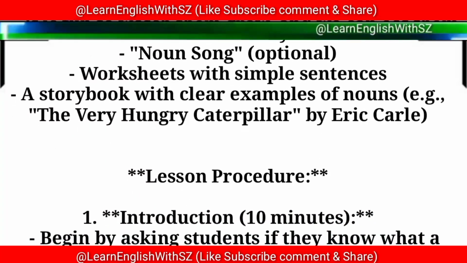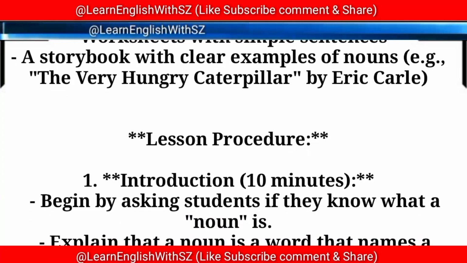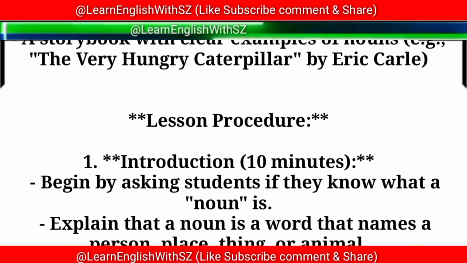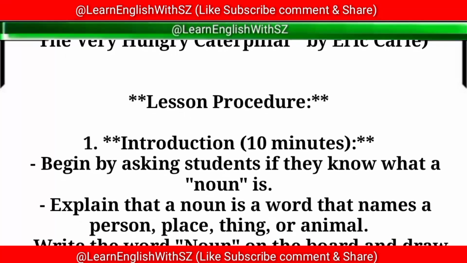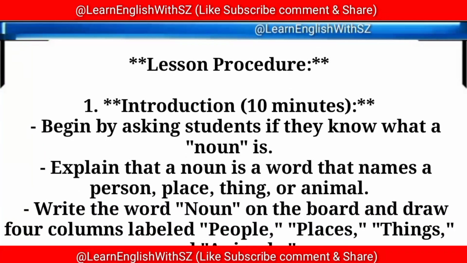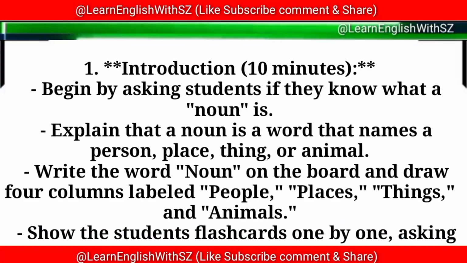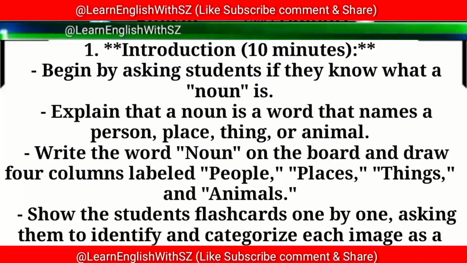Lesson Procedure. 1. Introduction, 10 minutes. Begin by asking students if they know what a noun is. Explain that a noun is a word that names a person, place, thing, or animal. Write the word noun on the board and draw 4 columns labeled people, places, things, and animals.